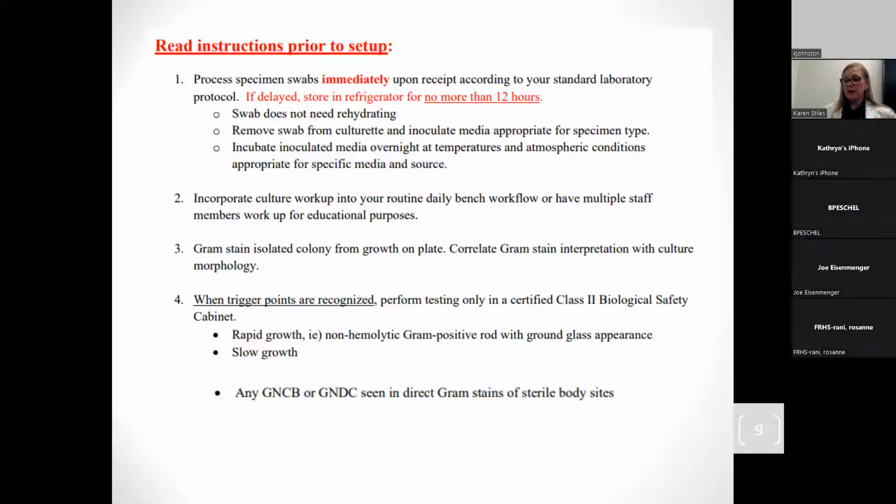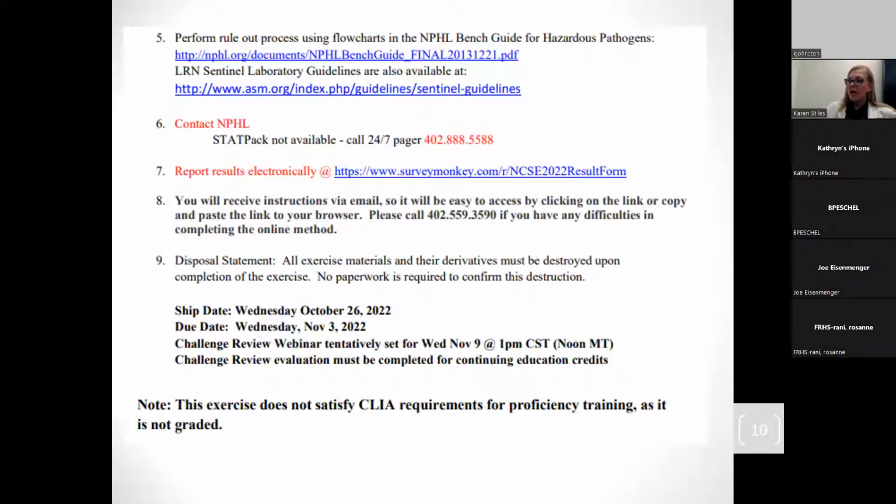So that's what we really recommend: if you see those two organisms in the direct gram stain, please take it right away to the biosafety cabinet. And some of this I do share on the instruction page, of course, the bench guides that you can use, the ASM listings.